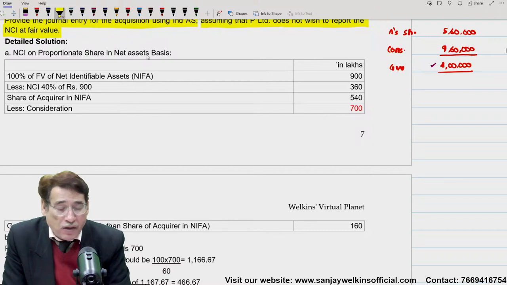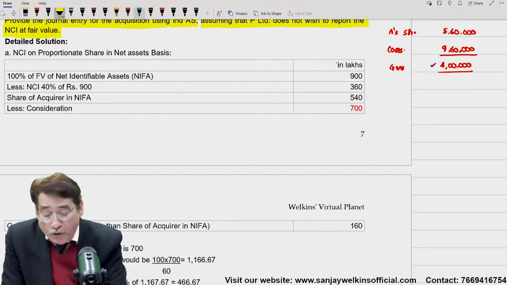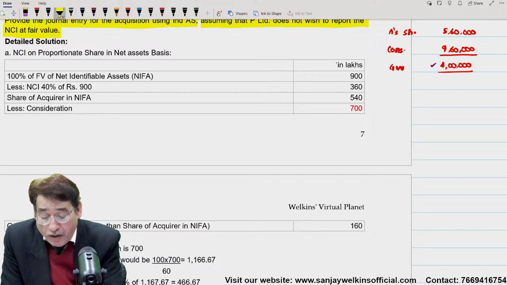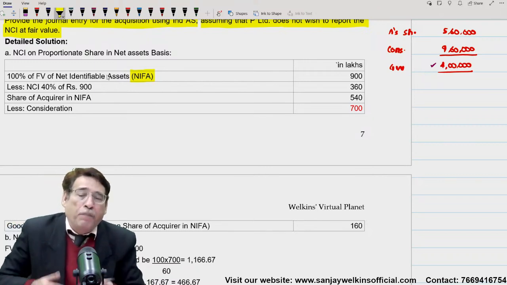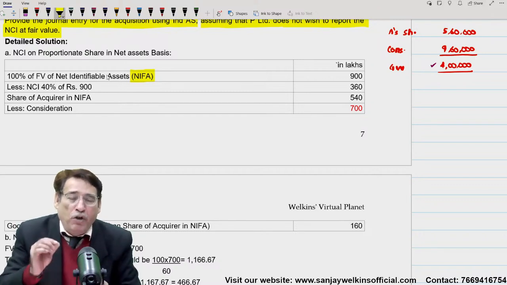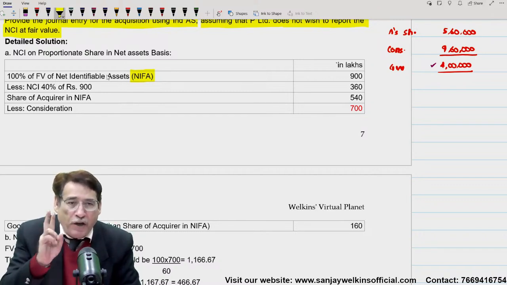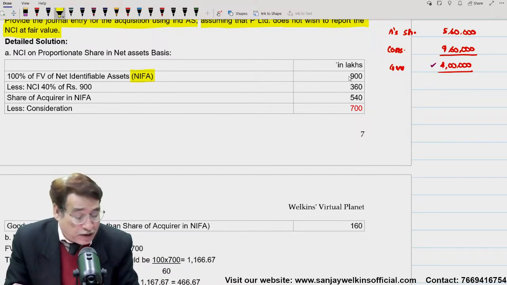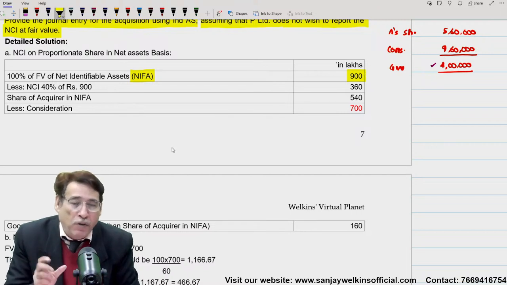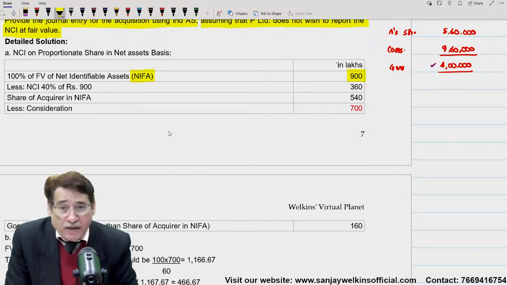All you have to do is, if you want to have a good presentation, you can move in this manner. Say here, first of all, you will write NIFA. And if you can write in this manner, 100% of fair value of net identifiable asset. Fair value of asset is 1,800. Fair value of liability is 900. So quite obviously, assets minus liability will deliver you net assets, that is net identifiable asset. So on the date of acquisition, net identifiable asset is 900 lakhs.